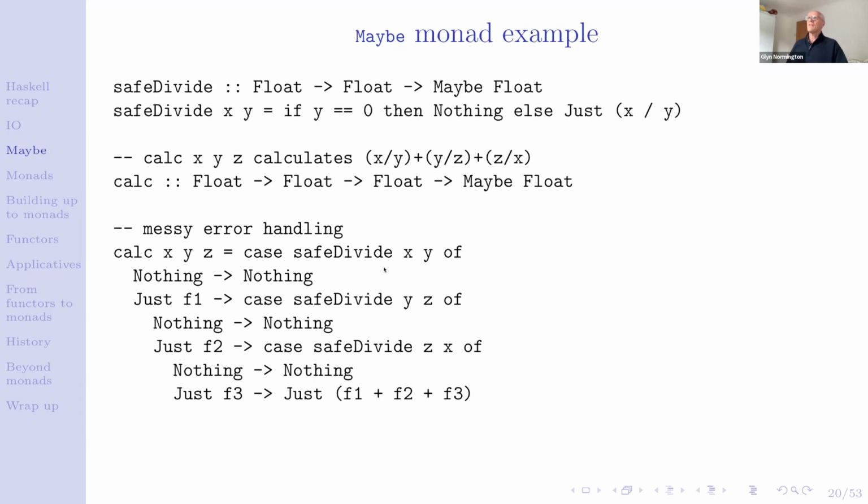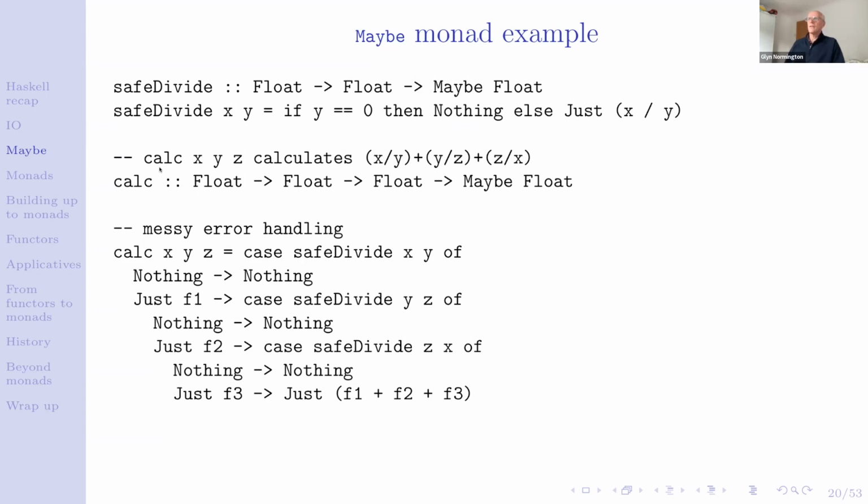Suppose you had a safe divide function at the top here, and it just takes two floating point numbers in curried form. And if you divide by 0, if y equals 0, then it returns nothing, else it gives you just the division. So the result is a Maybe Float. It might be a float or it might be nothing if there's been a divide by 0.